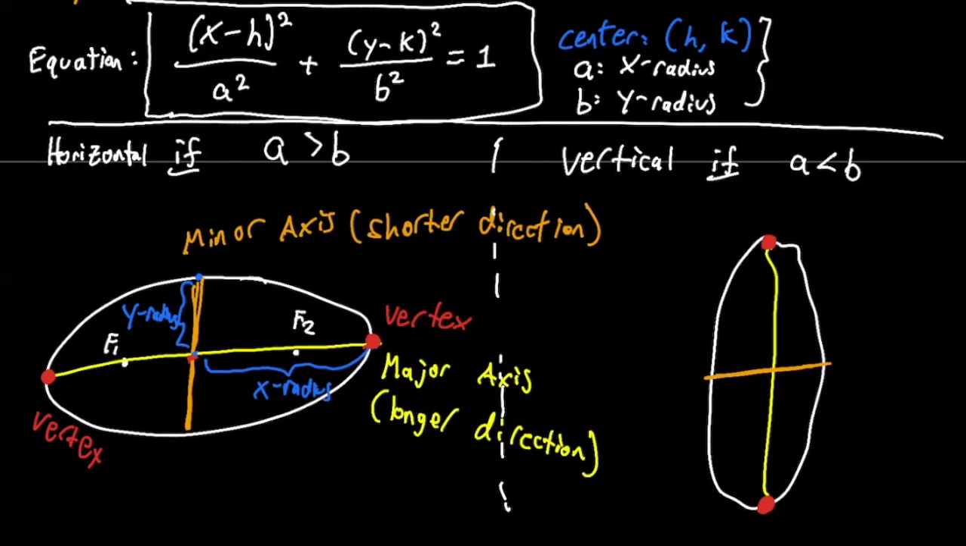And then we can tell that our ellipse is horizontal if a is bigger than b. And this is true because if a is bigger than b, then our x radius is larger than our y radius. So it means it's going to be elongated in the horizontal direction. The opposite means that we have a vertical ellipse if our x radius is less than our y radius.